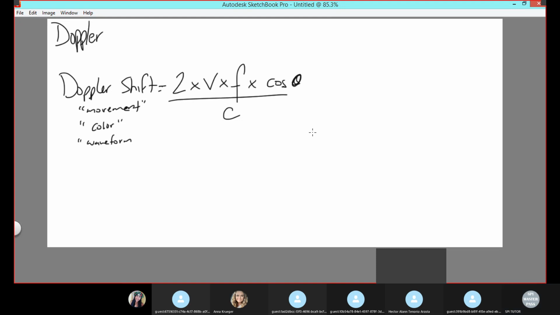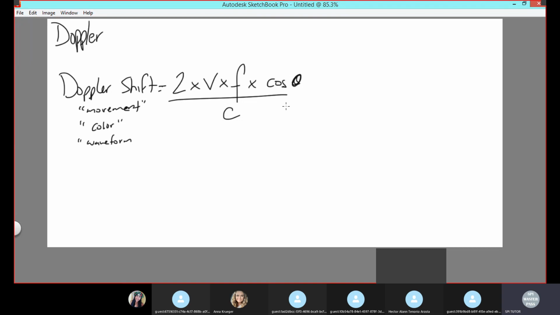And if you make the mistake of saying, oh, my angle went down, so my Doppler shift went down, that is not true, okay? Because the formula is not angle. The formula isn't 2 times V times F times angle, right? Because if it were, it would say this.